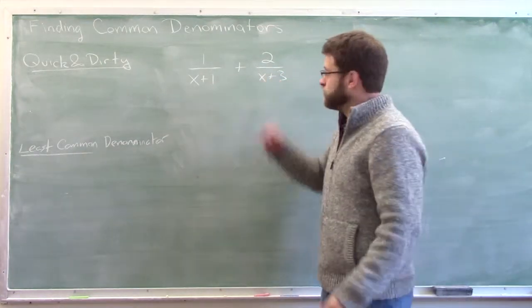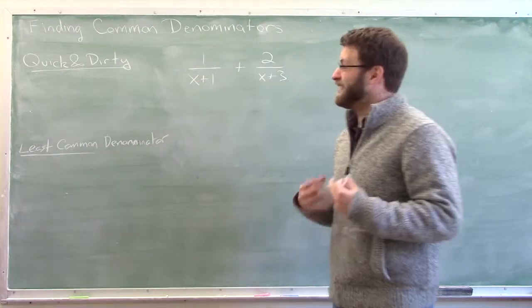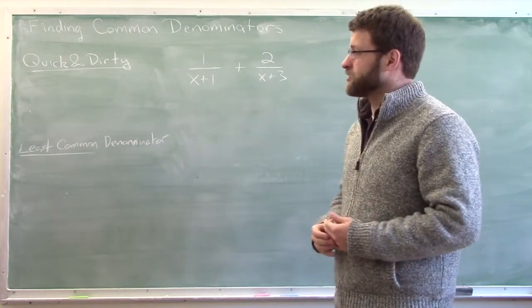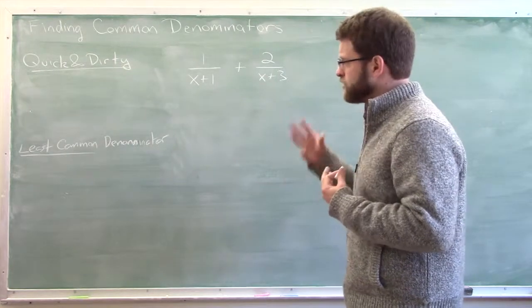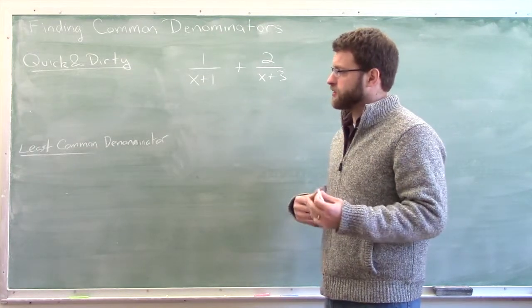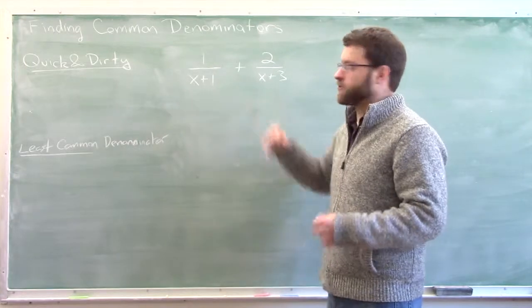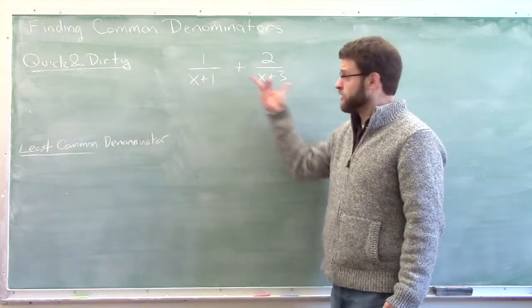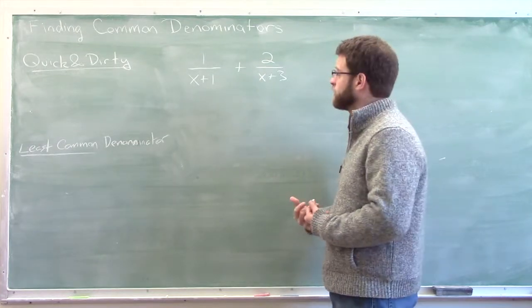I see two different denominators, two different things in the denominator. The easiest method with rational functions is usually going to be this quick and dirty method. Finding the least common denominator is a little bit easier in certain cases, but you have to see a factorization in the denominator. In this case, there is no factorization, so these methods are going to coincide. They're going to look exactly the same.